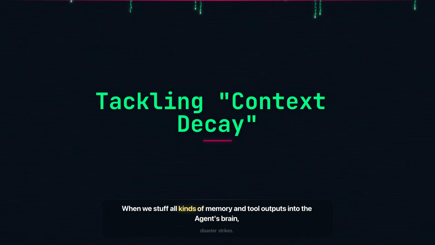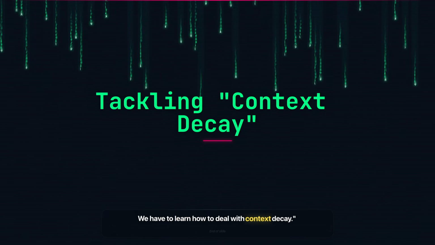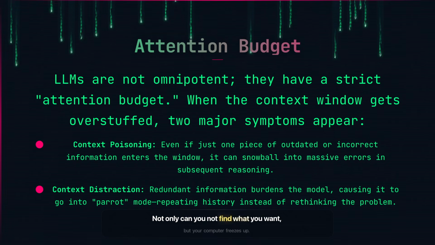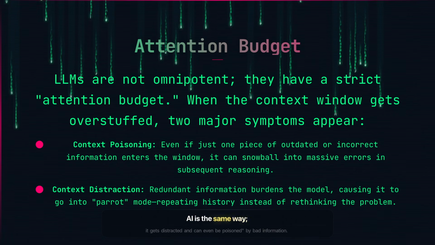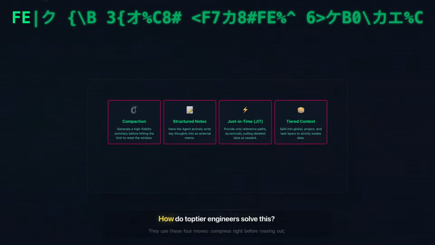When we stuff all kinds of memory and tool outputs into the agent's brain, disaster strikes. We have to learn how to deal with context decay. It's just like having 100 tabs open in your browser. Not only can you not find what you want, but your computer freezes up. AI is the same way. It gets distracted and can even be poisoned by bad information.